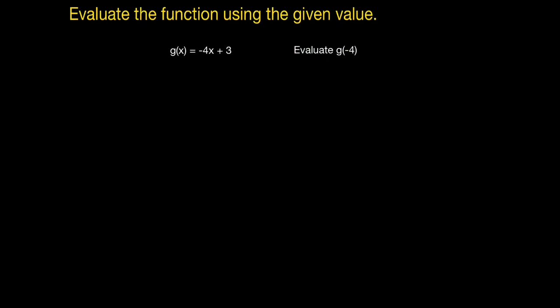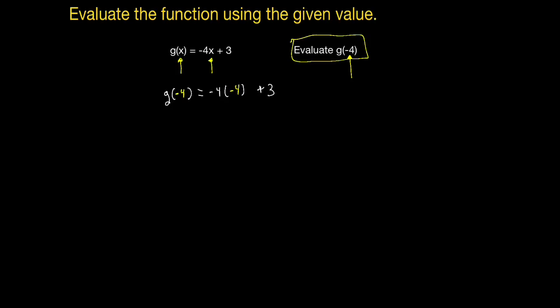Let's try a couple more. So here it says evaluate g of negative 4. We're using the same function. This time we're using a different input here. So again, everywhere we see an x, we are now going to replace it by this negative 4 right here. So now we get g of, and here let me do it in different colors so you can see what's happening. So again, all of my x's get replaced by this negative 4 here.